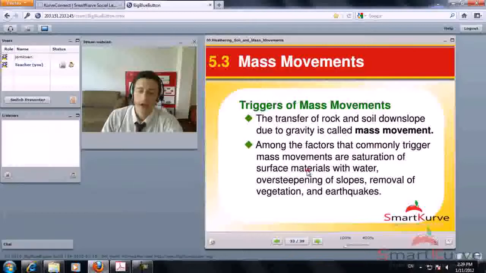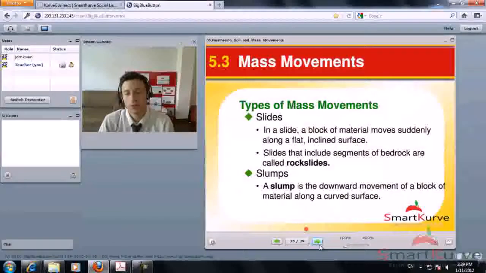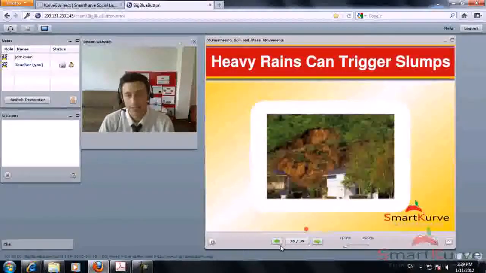Among the factors that trigger this mass movement: saturation of surface materials with water, oversteepening, the removal of vegetation, and earthquakes. Remember, removal of vegetation causes erosion, and we saw that especially in the unit on pollution, where we looked at that mine. Also, it doesn't have to happen slowly. It can happen very, very quickly, and that's a mass movement.